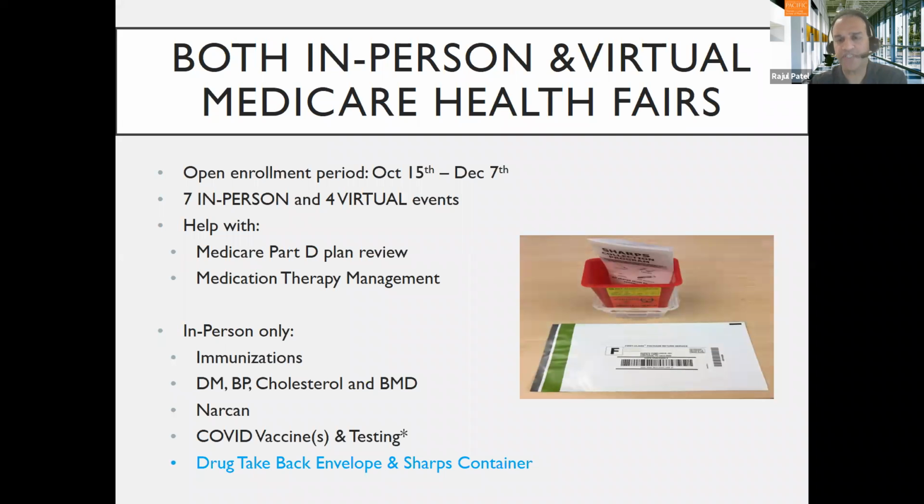The envelope is what you see on the bottom of this picture on the right, and it is for any unused, unwanted, or expired medications. So if you have any medications at home and you want to properly dispose of them, including controlled substances, including drugs like opioids, you can put them in this envelope, seal the envelope, it is postage prepaid, and they will be properly disposed of by the preferred route, which is incineration.